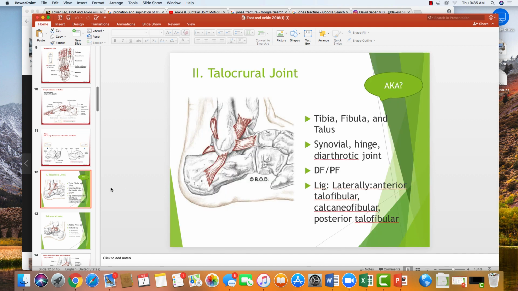Now, jumping down to some ligaments here. The talocrural joint, aka ankle joint: the talus and the tibia and fibula all coming together as a synovial hinge diarthrotic joint, responsible for dorsiflexion and plantar flexion. So important that you guys know that. Also, you've got 5 different ligaments all around here, and I would be willing to bet you would see this picture again and have to label those ligaments. So let that be a hint for you guys.